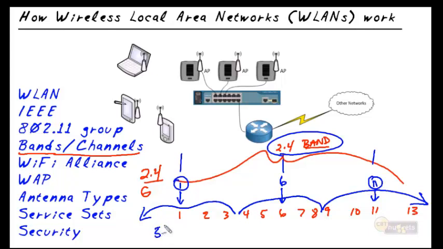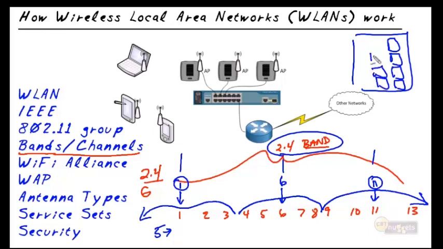In the 5 gigahertz range, we have a whole bunch of non-overlapping channels. So if we have a situation with a condo and you've got 200 tenants and 100 of these tenants all have wireless access points, you might want to purchase a wireless access point or a wireless router in the 5 gigahertz range, because the 5 gigahertz range has dozens of non-overlapping channels.